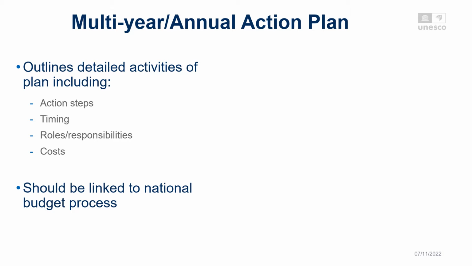Operational or action plans are very helpful for successful implementation and monitoring of the ESP, as we saw in last week's presentation. Action plans outline the detailed activities for a specific period of the plan, including information on specific action steps, timing, roles, responsibilities, and costs. Action plans should generally be drawn up with the medium-term expenditure framework and be linked to the national budget process, so that it can feed into annual budget preparation. Action plans may be annual, covering 1 year, or multi-year, covering multiple years of ESP implementation.